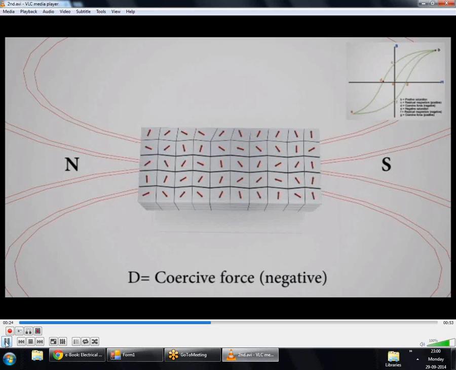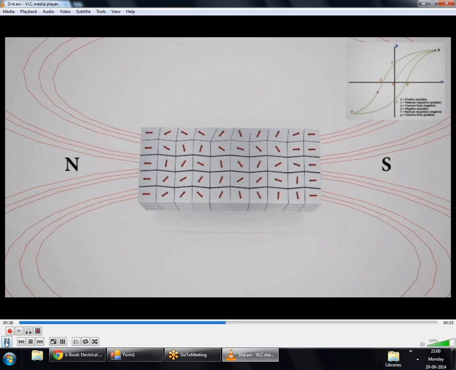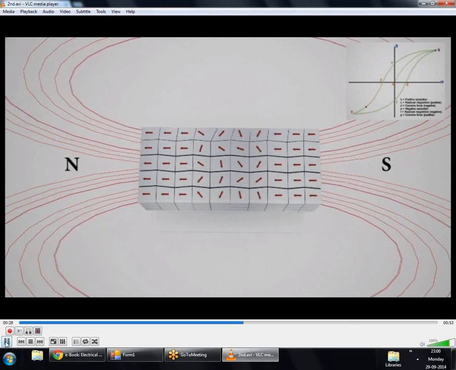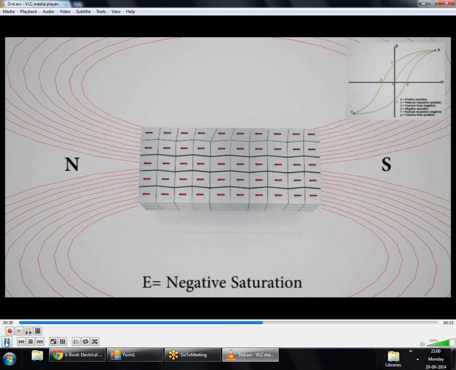Now if we keep on increasing the applied magnetic field further, then we would see that all the grains of the material are aligned in the direction of the applied magnetic field. So since the applied magnetic field is in the opposite direction to the previous case, we see that the grains are aligned in the opposite direction.